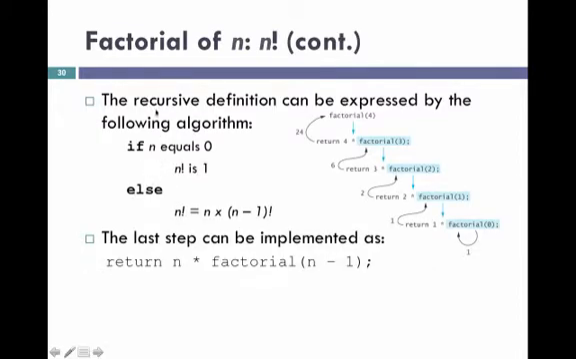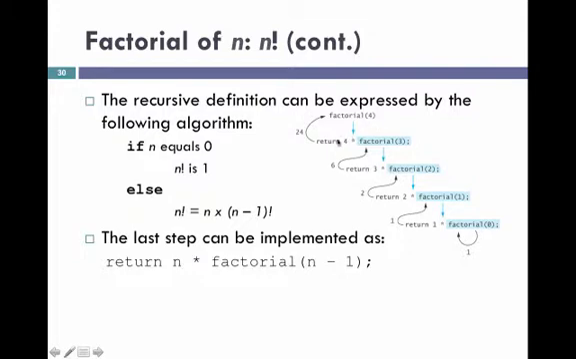The recursive definition can be expressed by the following algorithm. Here's our pseudocode for n factorial. If n equals 0, n factorial is 1, else n factorial is equal to n times (n minus 1) factorial. And the last step can be implemented in this fashion in C++. We'll have a function called factorial, and here's a trace of the call to factorial of 4.